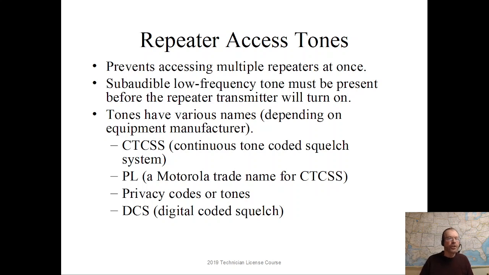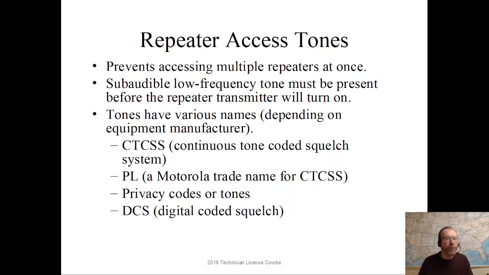Also, band conditions can change depending on weather and different things, and even if you're not in line of sight of a repeater, maybe one that's several hundred miles away can suddenly, because of band conditions, start coming in where you are, and you don't want to cause problems on that repeater. So repeater access tones are important. There are subaudible low-frequency tones, and they must be present before the repeater transmitter will turn on.